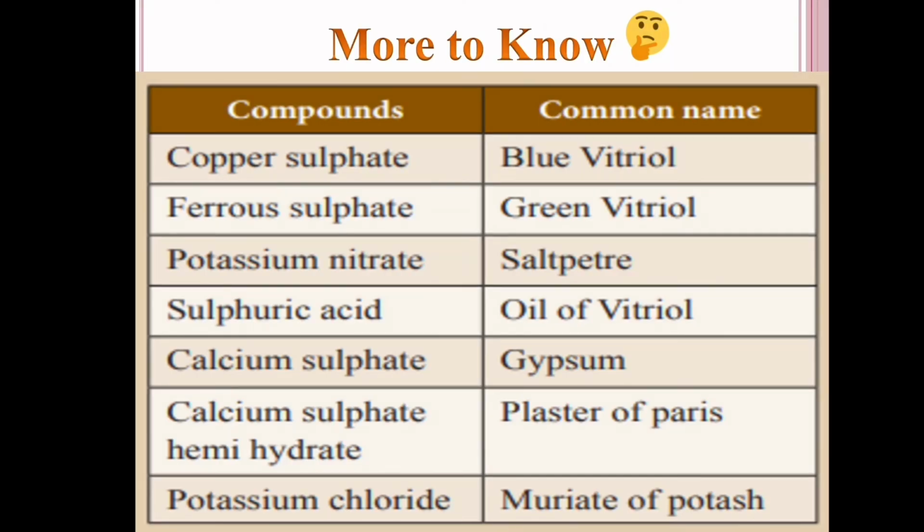More to know, we have the compound name and the common name given. Copper sulfate, the common name is blue vitriol. Ferrous sulfate, the common name is green vitriol. Potassium nitrate, saltpeter. Sulfuric acid, oil of vitriol. Calcium sulfate, the common name is gypsum. Calcium sulfate hemihydrate, the common name is plaster of Paris. Potassium chloride, the common name is muriate of potash.